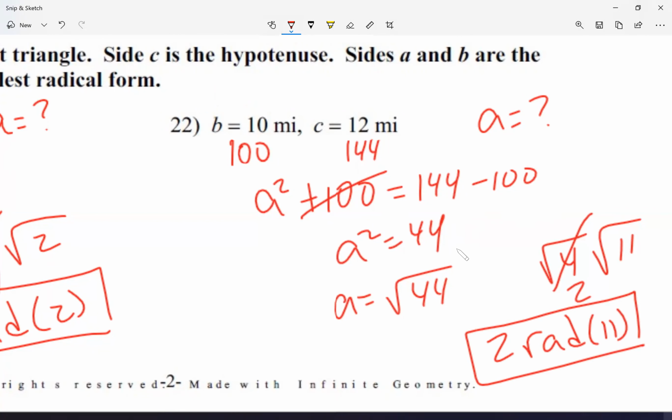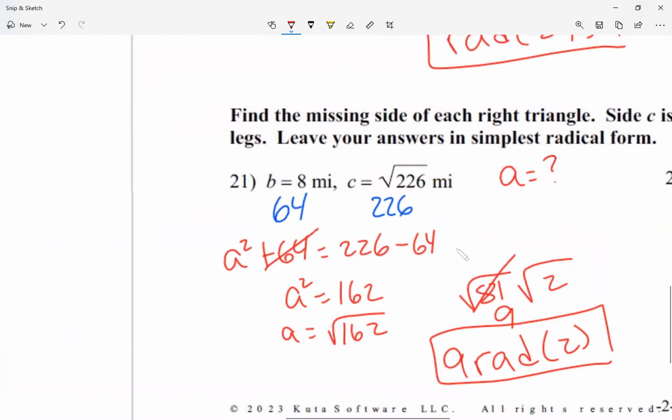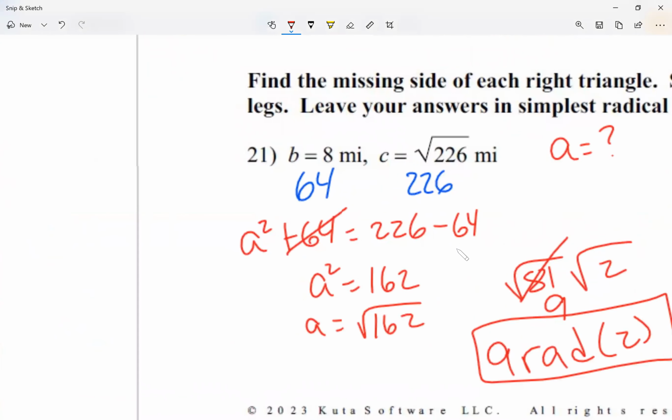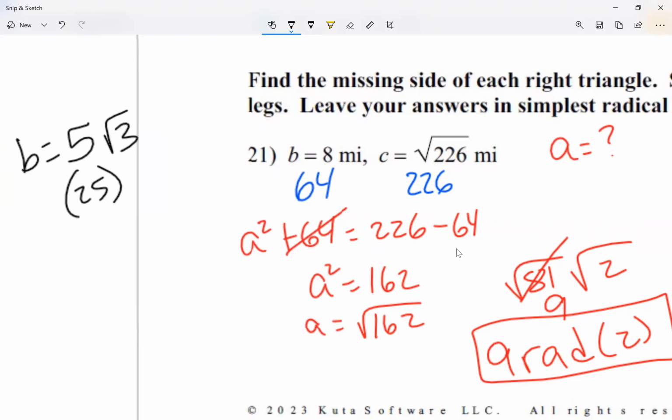Okay, I said I was going to come back. Here, number 21. Remember when we have a whole number, it's easy to square a whole number, right? 8 squared is 64. When you have a radical, it's easy to square a radical. So let's say, what if I have a combination? Let's say I have like 5 radical 3, and I have to square that. Let's say a question said B is equal to 5 radical 3. So what's B squared? If I only had the 5, it's easy to square, right? 5 times 5 is 25.